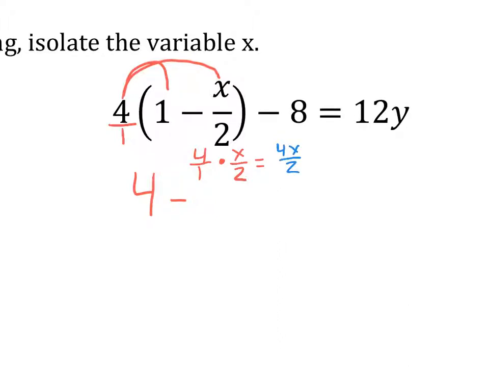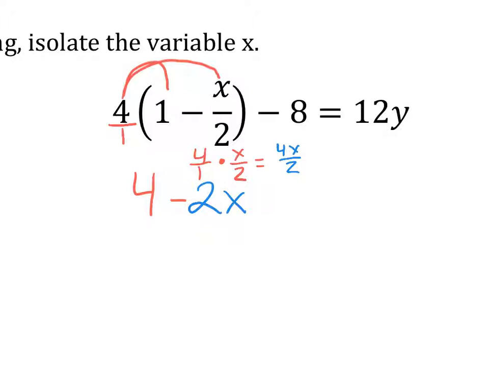Can I simplify that 4 and the 2 at all? What's 4 divided by 2? 2. So we can have 2x. And remember, you can use your calculator, do 4 divided by 2. If it didn't work out to be a nice number like 2, you could do the math enter to reduce any fractions.